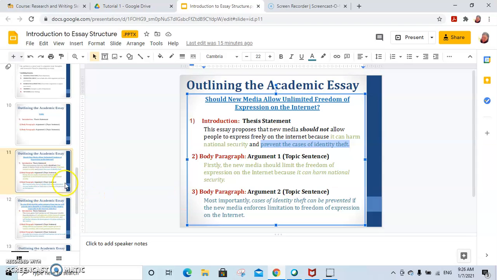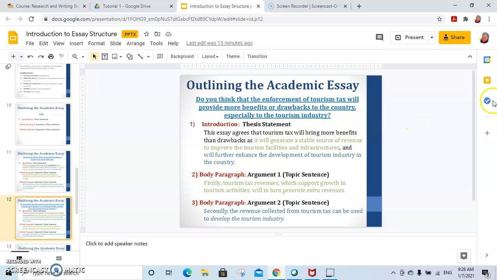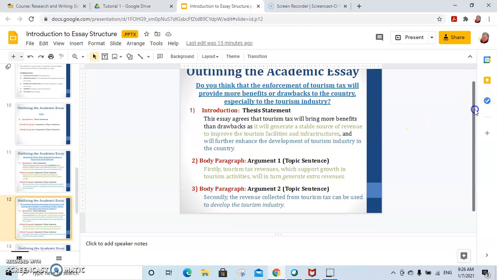Okay, moving on. I'm running out of time because Screen-O-Matic only allows me to record 15 minutes. Now another example. Take a look at the title here. Do you think that the enforcement of tourism tax will provide more benefits or drawbacks to the country, especially to the tourism industry? The thesis statement: this essay agrees that tourism tax will bring more benefits than drawbacks.